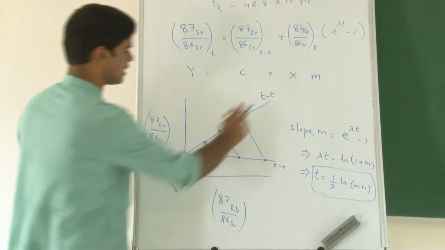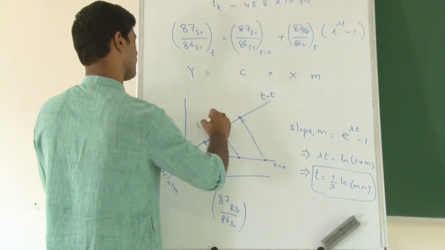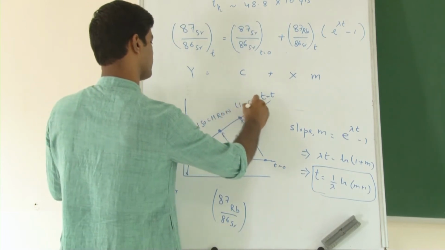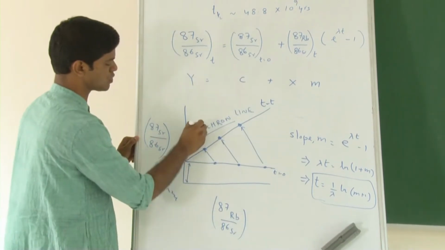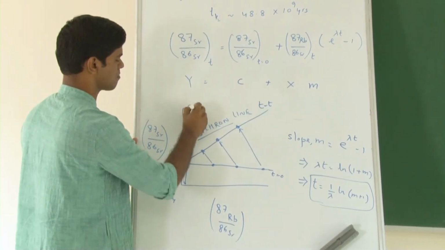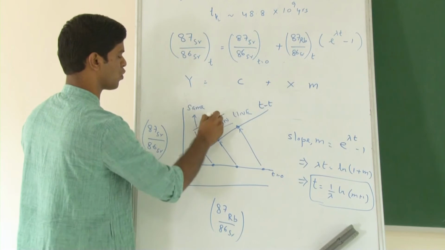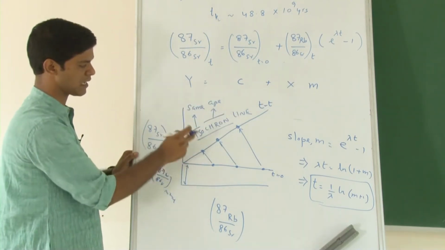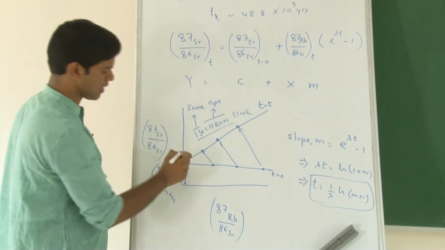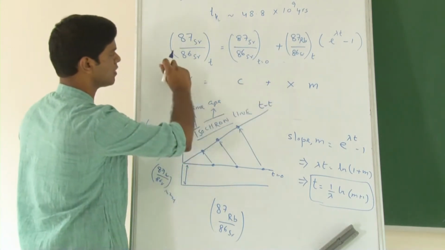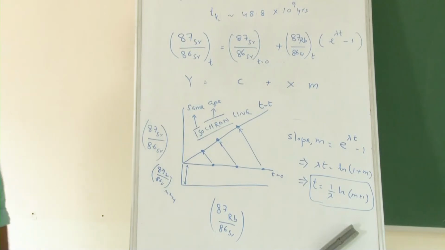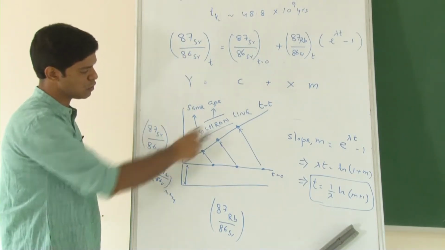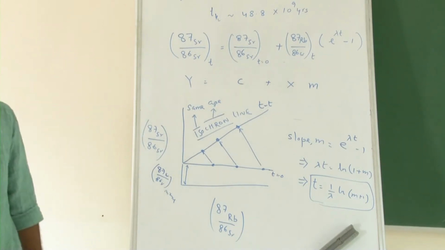So, this line is called the isochrone line. Isochrone means iso is same, chrone means age. If you are looking for samples that have the same age, they will follow a single straight line that will satisfy this expression. Okay. Using this isochrone equation, you can derive the age of any rock.